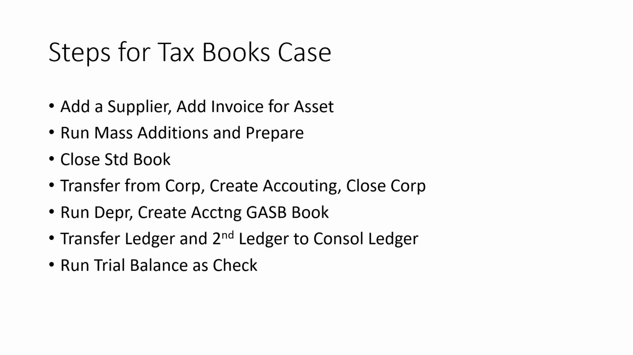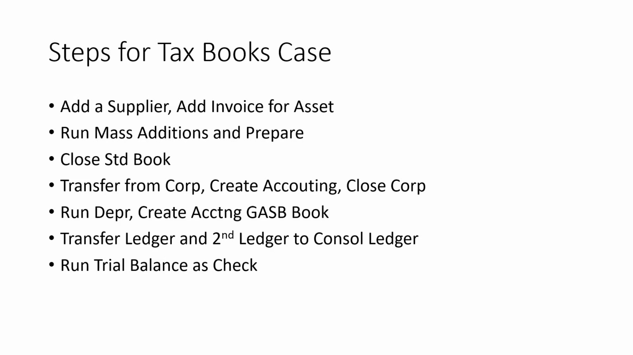And here are the steps we're going to take. We'll add a supplier, we'll add an invoice for an asset, we'll run mass additions and prepare, we'll close the standard book, we'll transfer from the corporate book to the tax book, we'll create accounting, we'll close the corporate, we'll run depreciation, we'll create accounting for the GASB book, transfer to the ledger and the secondary ledger to the consolidation ledger, and run a trial balance as a check.